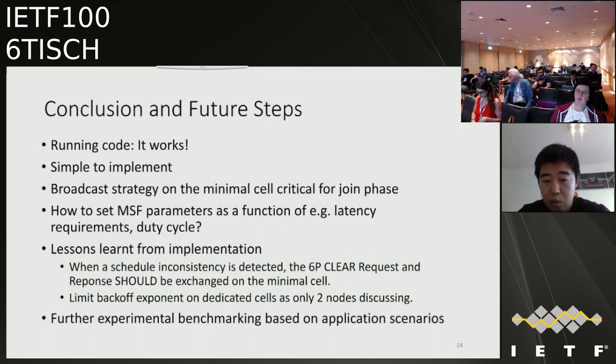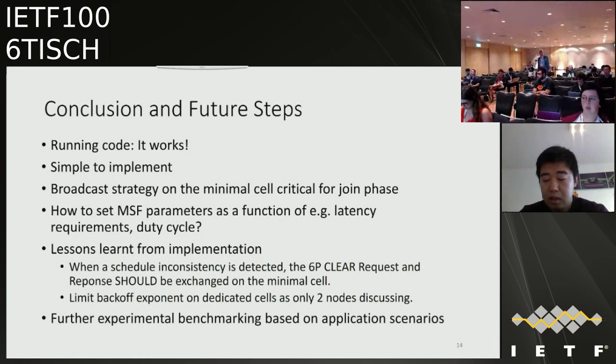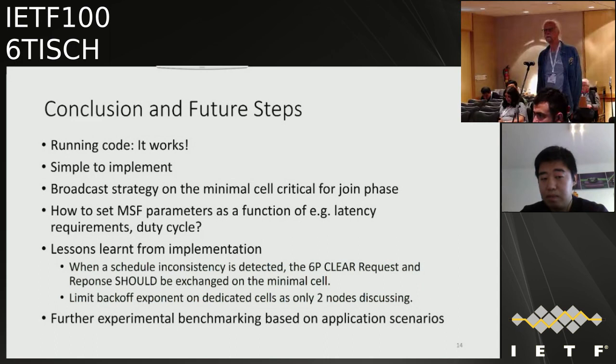So when a schedule inconsistency is detected, the 6P clear request and the response should be exchanged on the minimal cell, because if there's a schedule inconsistency and it keeps standing on the dedicated cell, it may just not work. And we also need a limited backoff exponent on the dedicated cell, because it is only shared by 2 nodes. And we also need further experiments based on application scenarios.